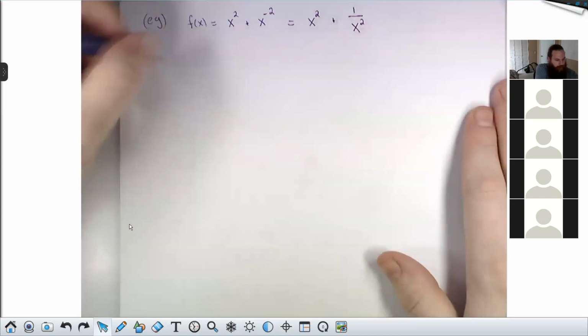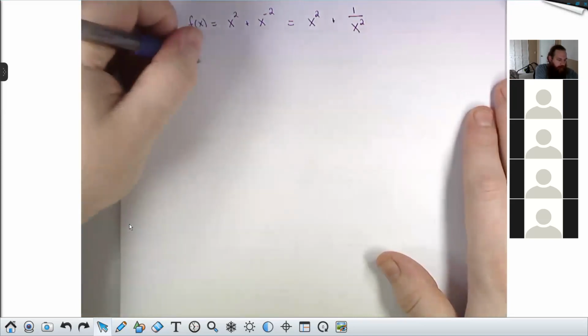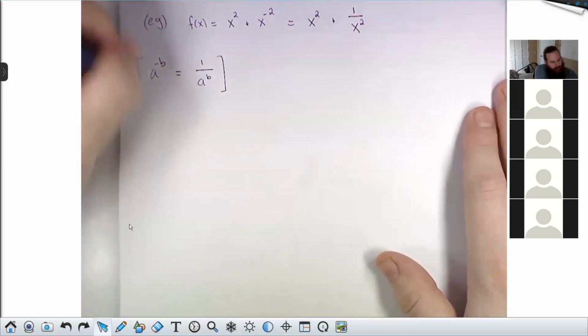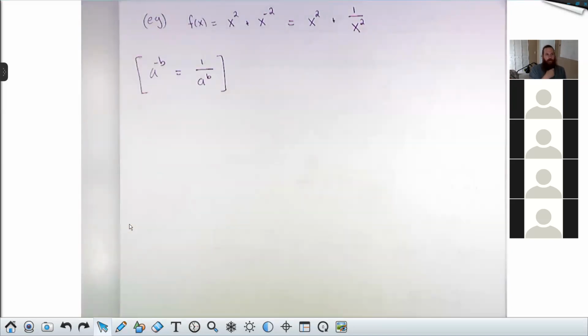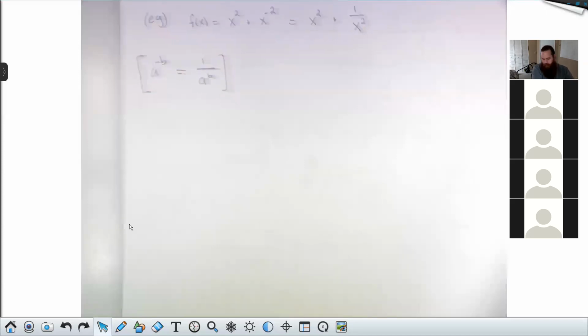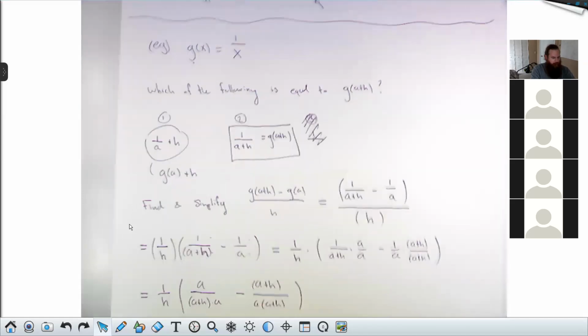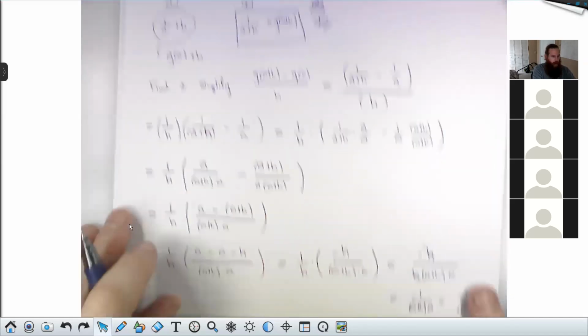So the general rule here is that a to the negative b is the same as 1 over a to the positive b. That's the kind of general rule for exponents. Let me see, I'm not sure if I can slide because I think it's on the reverse side, but I can leave this here for a second longer.